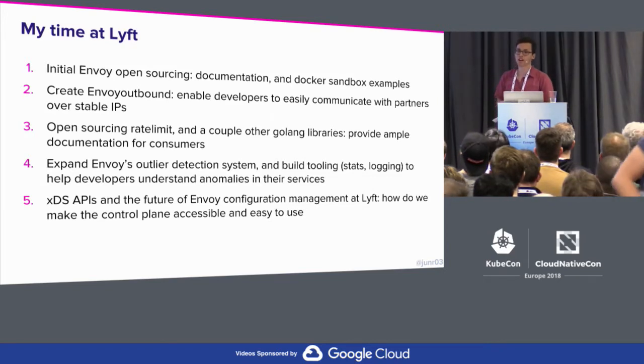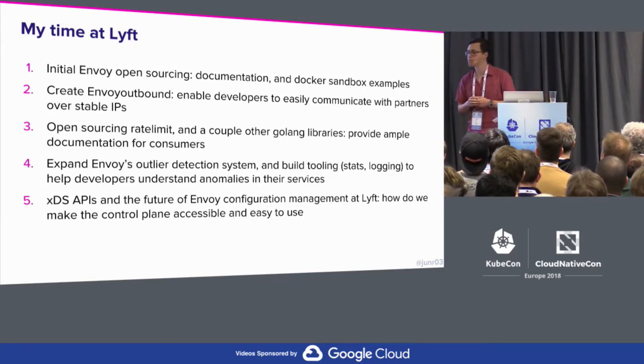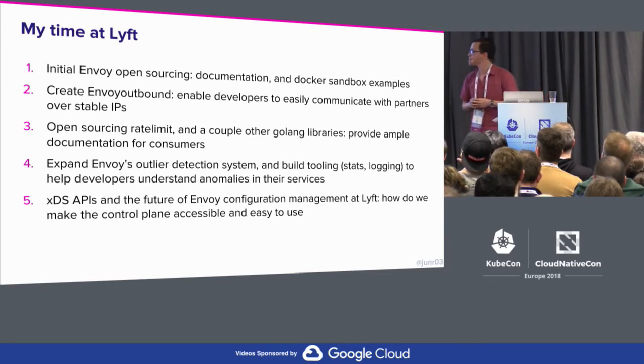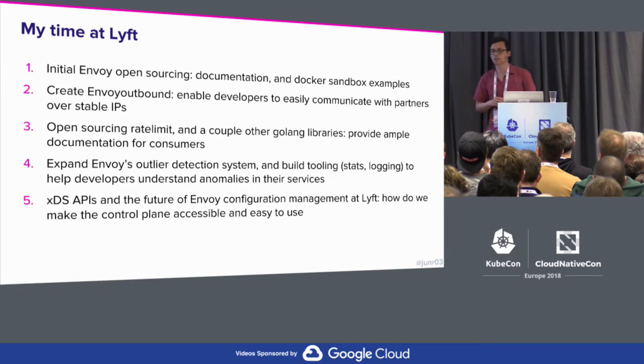After that, I open sourced a service and a couple libraries in Golang. And in addition to the production code, I also wrote the vast majority of the open source documentation for those libraries. Then after that, I worked on expanding Envoy's outlier detection system to include success rate-based outlier detection to help developers at Lyft really understand what was going on in their clusters.